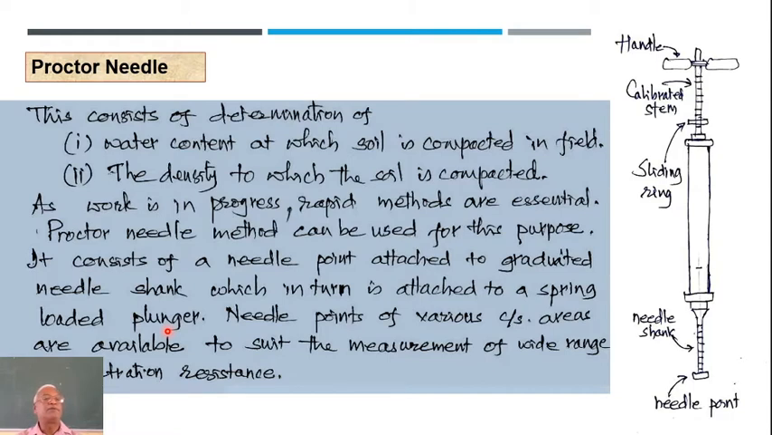Now there is what is known as Proctor needle, which will be used in compaction. That we will be seeing in detail. So what is Proctor needle? It is an equipment like this. Here inside that there is a spring, right? So this is the handle, like it looks like a cycle pump, right? Air pump. The calibrated stem is there.